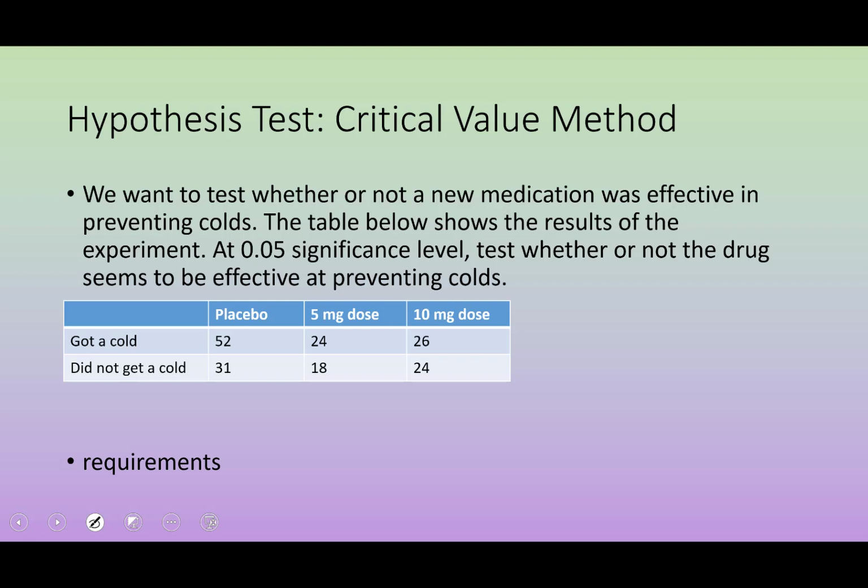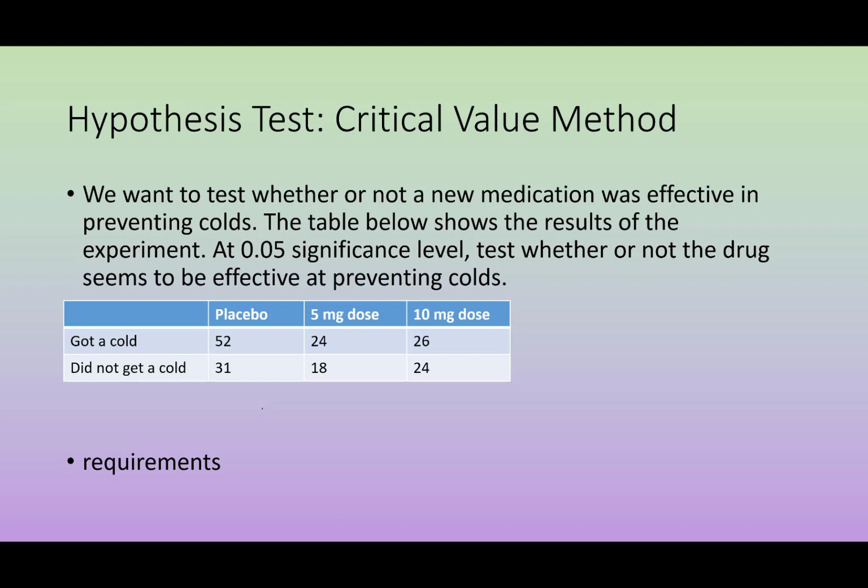Well, we don't really know a whole lot about how they did this experiment, but there doesn't seem to be anything indicating that it's not random. So we're going to make the assumption that this was a random sample. We're going to assume that when they were doing their experiment, people were randomly assigned to all of the different groups to make this a random sample.